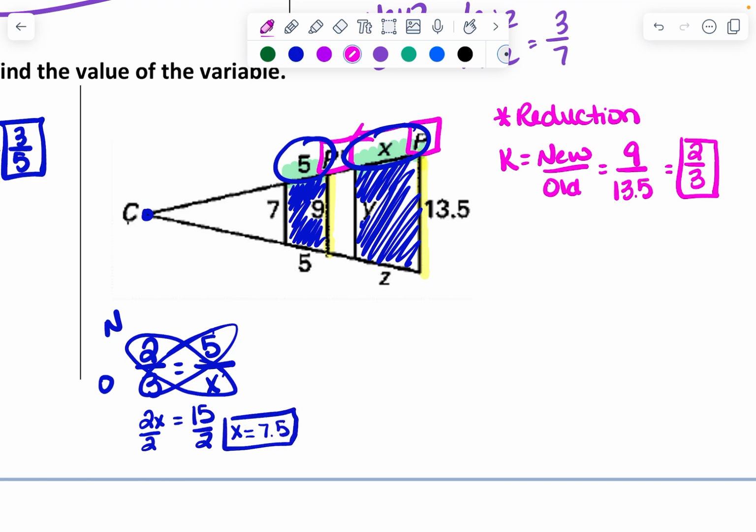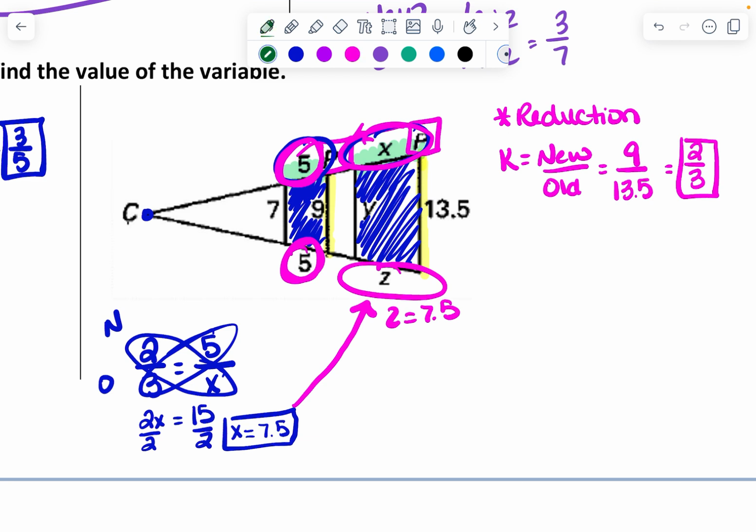Now, the other thing that's kind of nice here is you'll notice on the other side, this length is 5. And so because these two sides have the same length, that means these two lengths also have to be the same. So z is also going to be 7.5. If you want to set up another proportion that's going to look exactly the same and solve it, I promise you'll get 7.5, but I'm trying to make your life a little easier today.